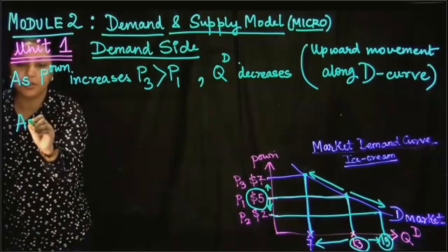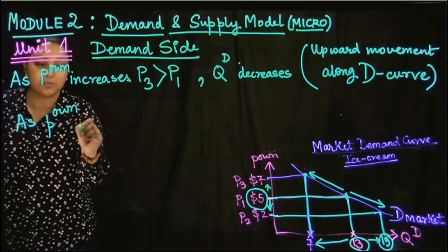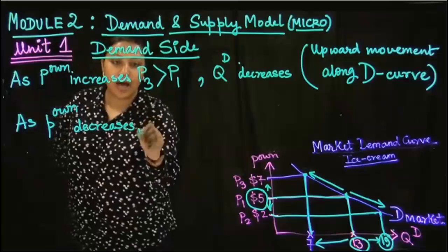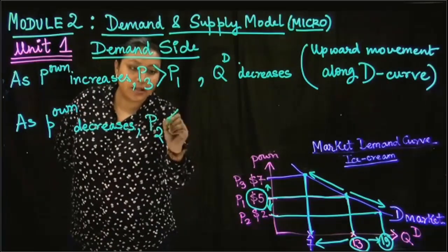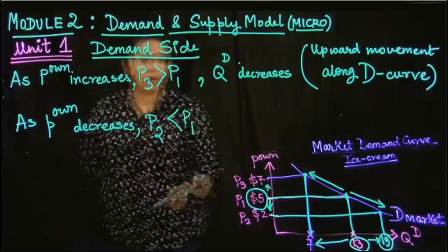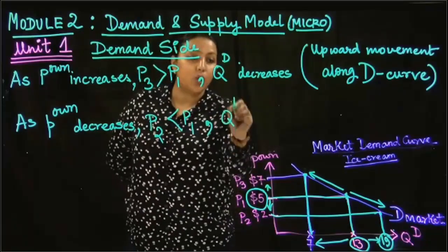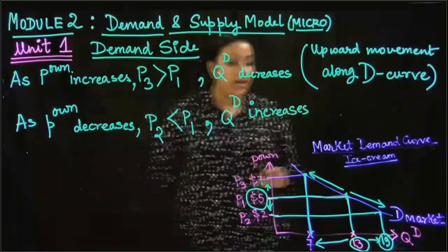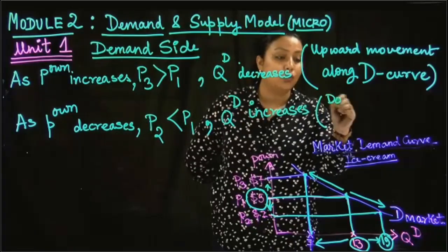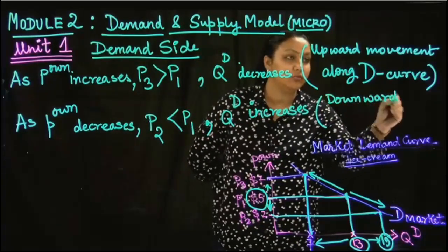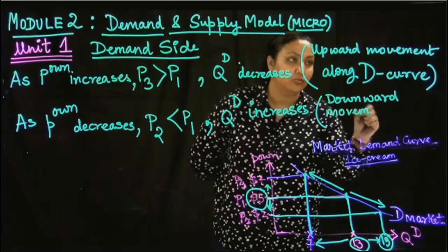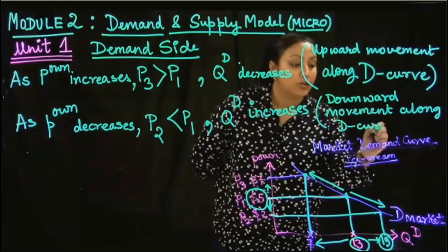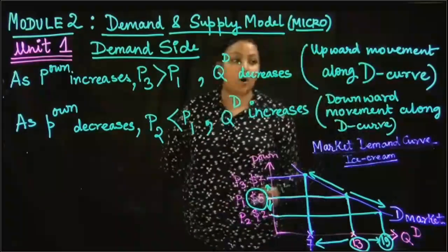And similarly we could say as the price, that is P own, decreases such that you have P2 less than P1, and you know P2 is $2, you can clearly see that the quantity demanded increases to 19 ice creams, and that happens through a downward movement along the D curve. So this is precisely what I was talking about.